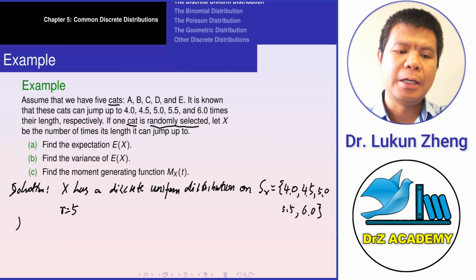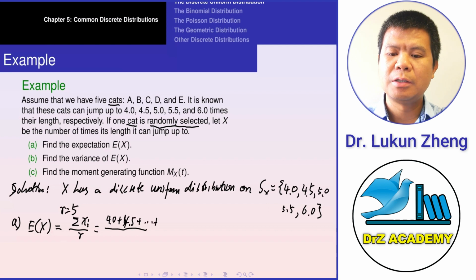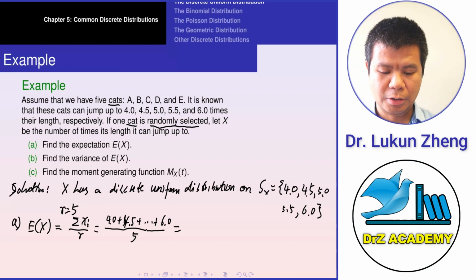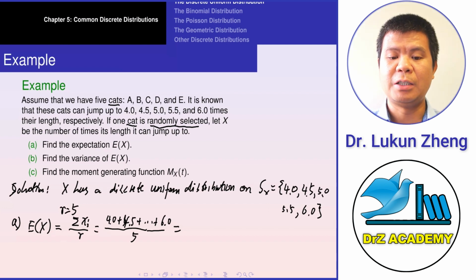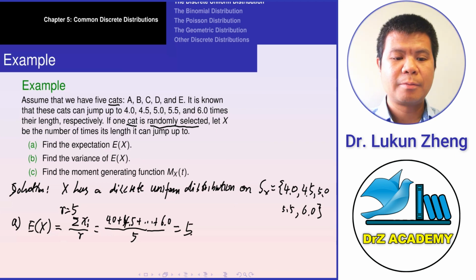Now for part A, find the expectation. It's going to be very easy. The expectation is simply the summation of all those xi over r. So it is 4.0 plus 4.5 plus up to 6.0, over 5. Let's just take this summation: 4 plus 4.5 plus 5 plus 5.5 plus 6 is 25. 25 over 5 is 5. So the expectation is 5.